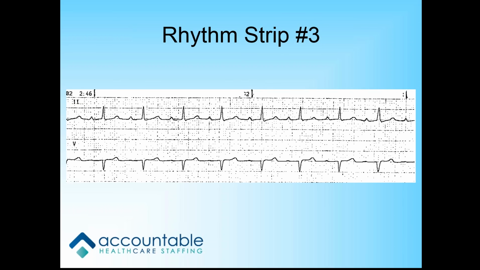It's abnormal. It's too long. It's about 0.24, wouldn't you guess? Yeah, it's about 0.24. When you're doing it on here, you have to kind of guess, put one over a square that looks like it's too long. So your PR interval is 0.24. What rhythm is that?